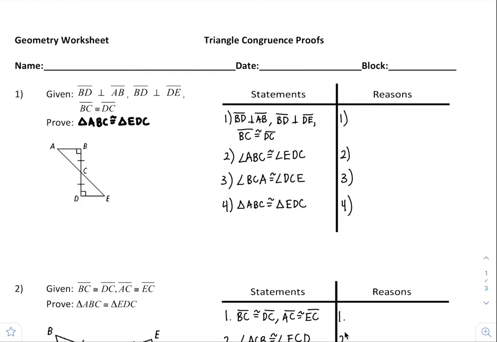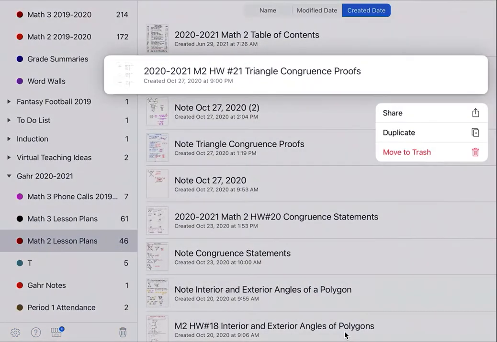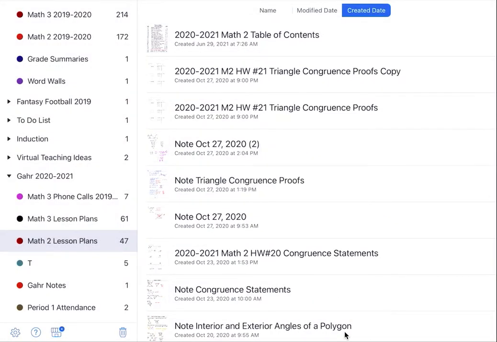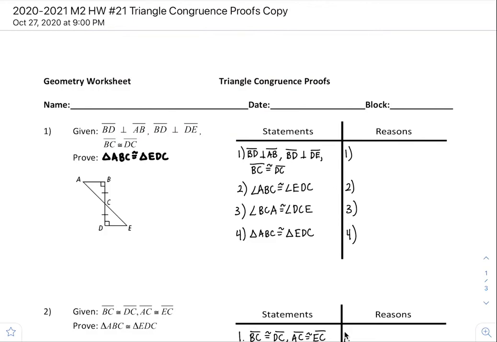Alright, here you guys go. Triangle congruency proofs, numbers 1 through 7. Alright? So, actually, I should make a duplicate so that I don't have to erase that later. Alright, so let's take a look.